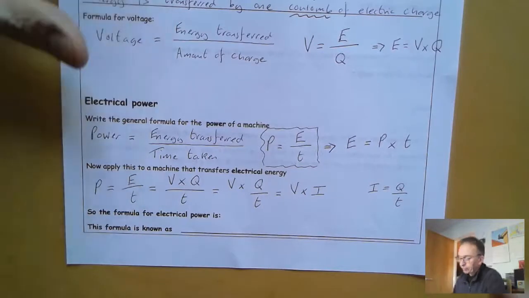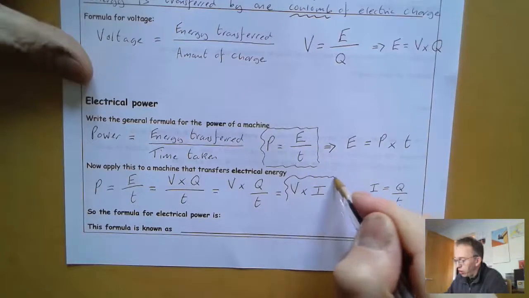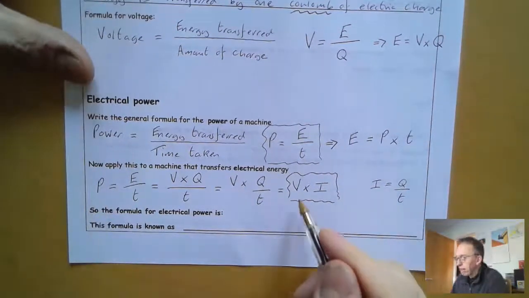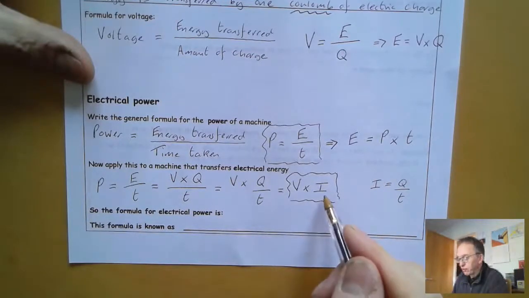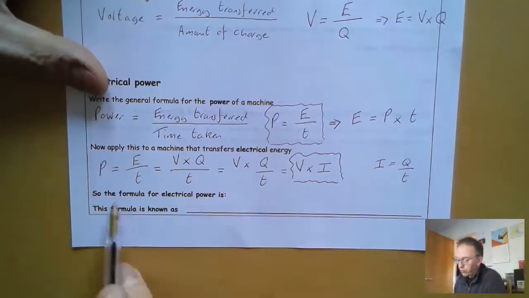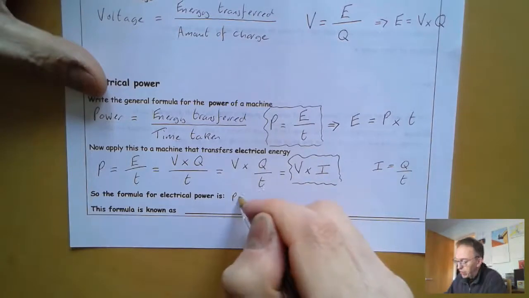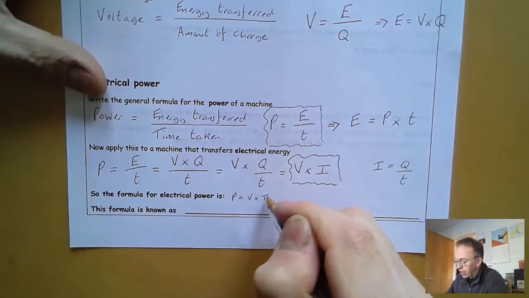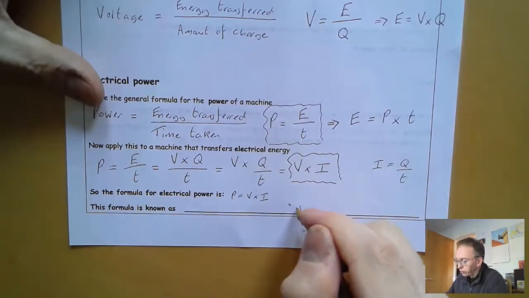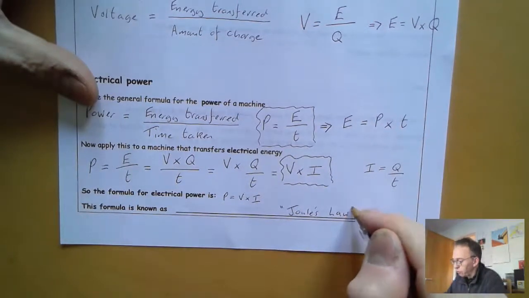So in the special case of an electric current, we can work out the power by multiplying the voltage times the current. Now, the formula for electric power is P equals V times I, and this formula is known, at least to CEA, as Joule's law.